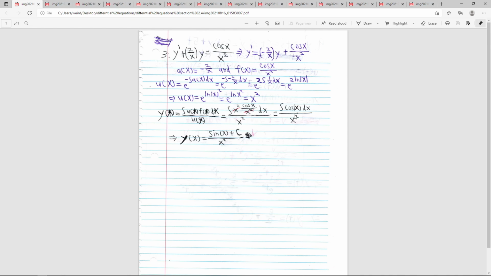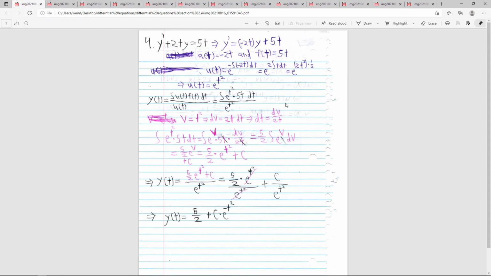This one is a very easy integral to solve when you do the actual plug-in for everything, because f of x is cosine x divided by x squared, and u of x in this case is x squared. Make sure you write u of x, based on whatever variable, if you want to be proper. The x squareds cancel out, and it just becomes the integral of cosine x dx, which is sine of x plus c, divided by x squared. I think that's good enough. There's no reason to simplify any further from there.